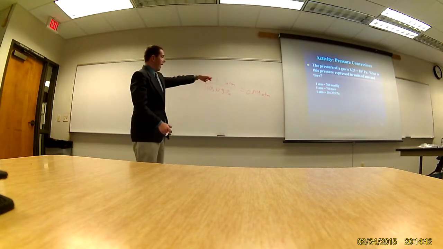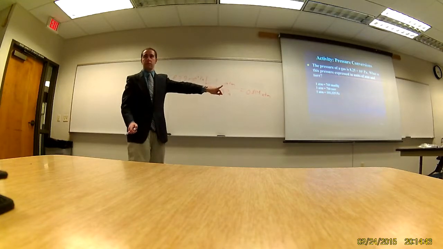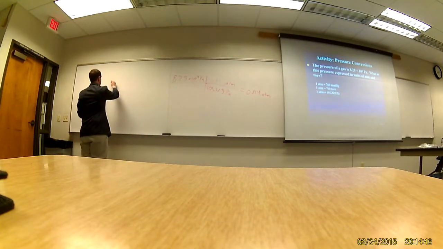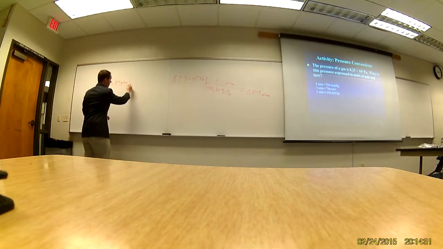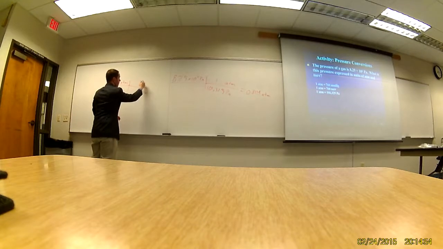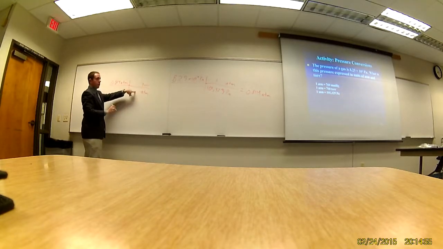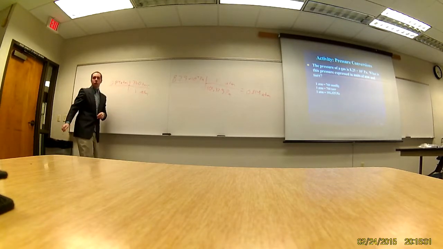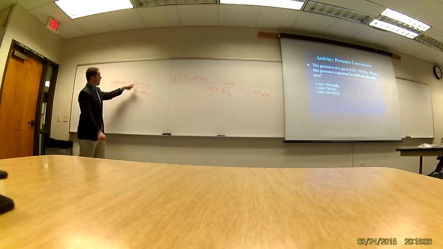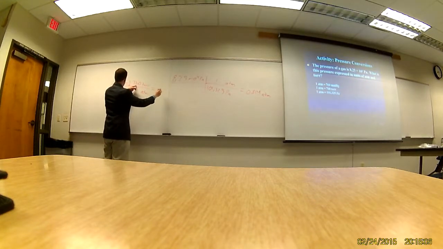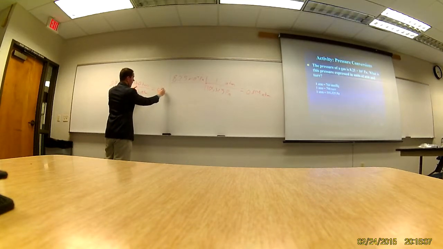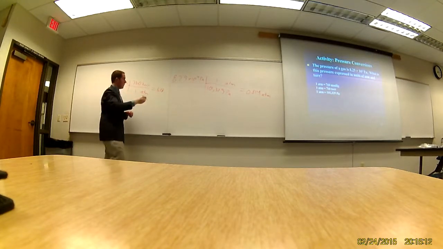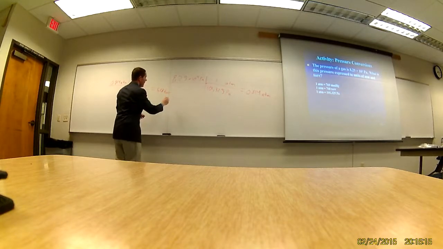Second part, I now have to take that to torr. So I'm going to take 0.814 atmospheres, atmospheres to torr. What number goes here? 1 atmosphere equals 760 torr. 0.814 times 760 equals 618. So it rounds down. 618 torr.